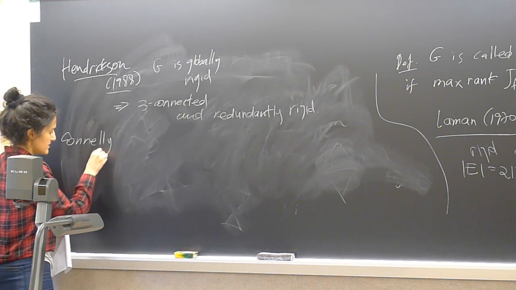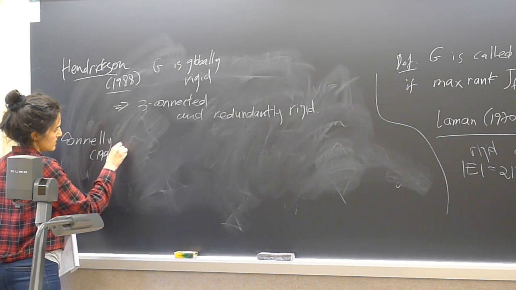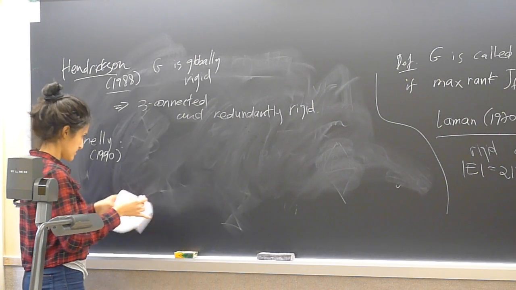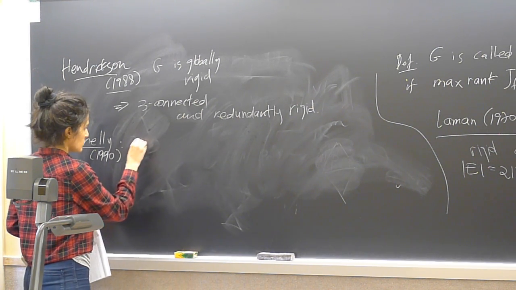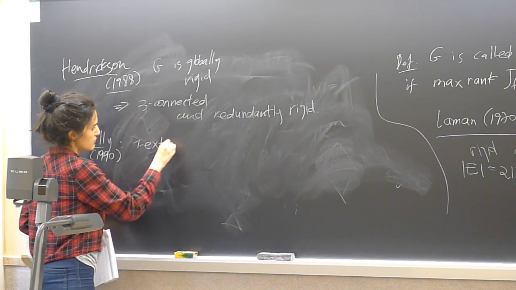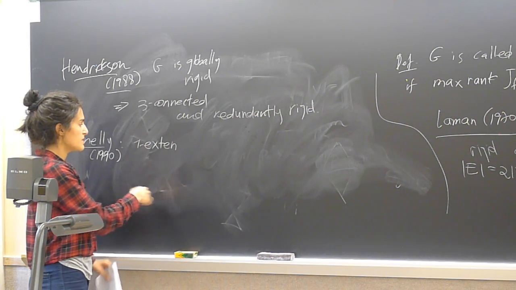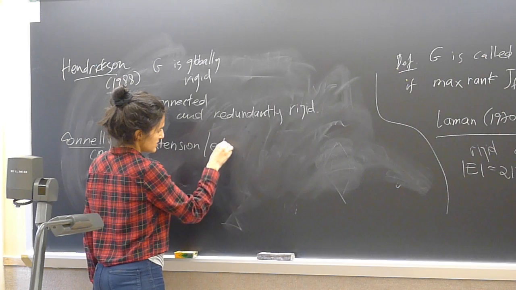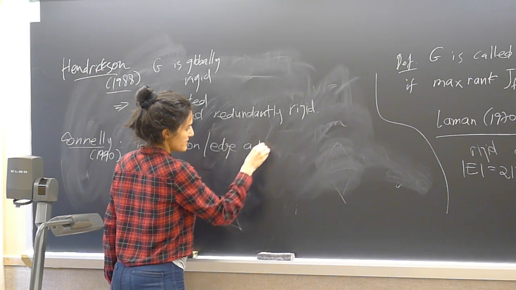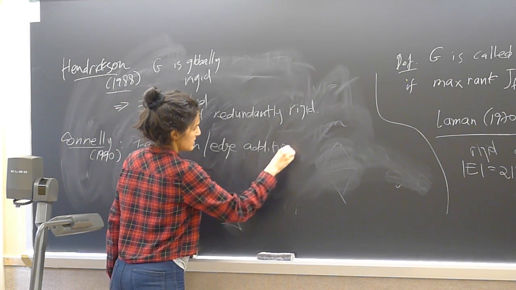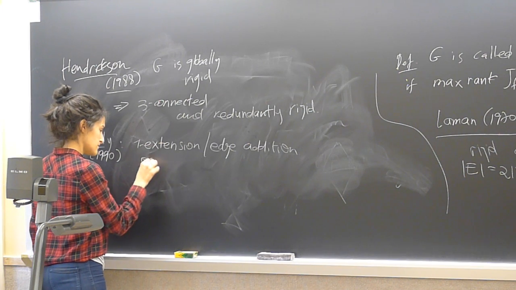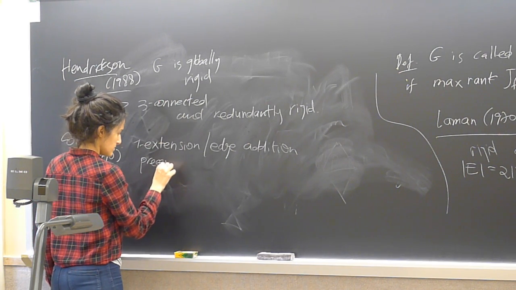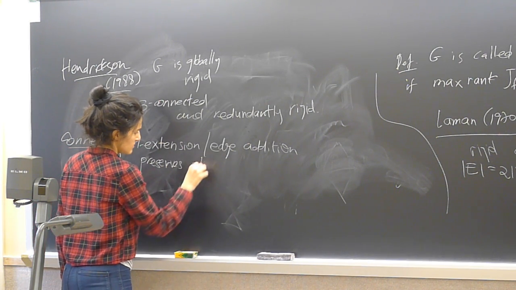So in 1990, he showed that one extension, if we take a globally rigid graph and apply one extension to it, or edge addition, this preserves global rigidity.